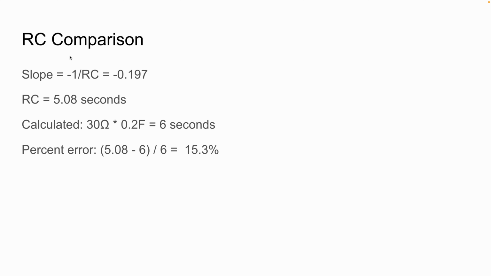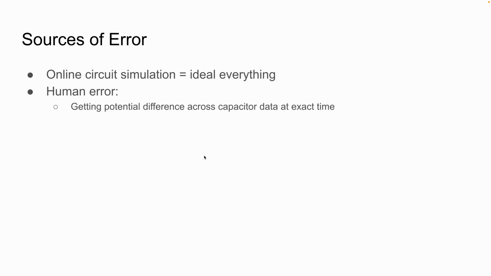We found the RC to be 5.08 seconds based on the slope, and it should have been 6 seconds based on calculation of 30 ohms times 0.2 farads, but that's a 15.3% error. For sources of error, we had an online circuit simulation, so we had ideal components. Most of the errors would be human errors, such as having trouble getting the potential difference across the capacitor data at the exact time.